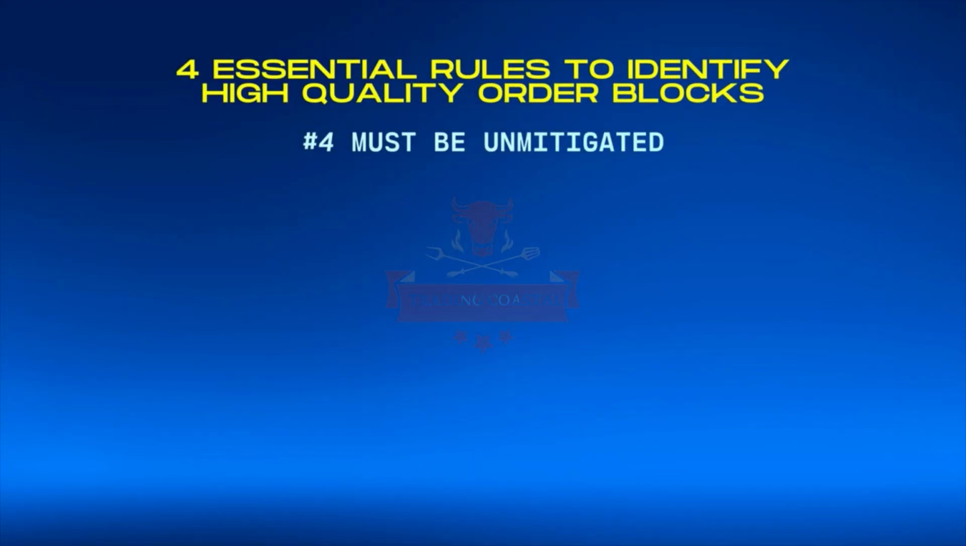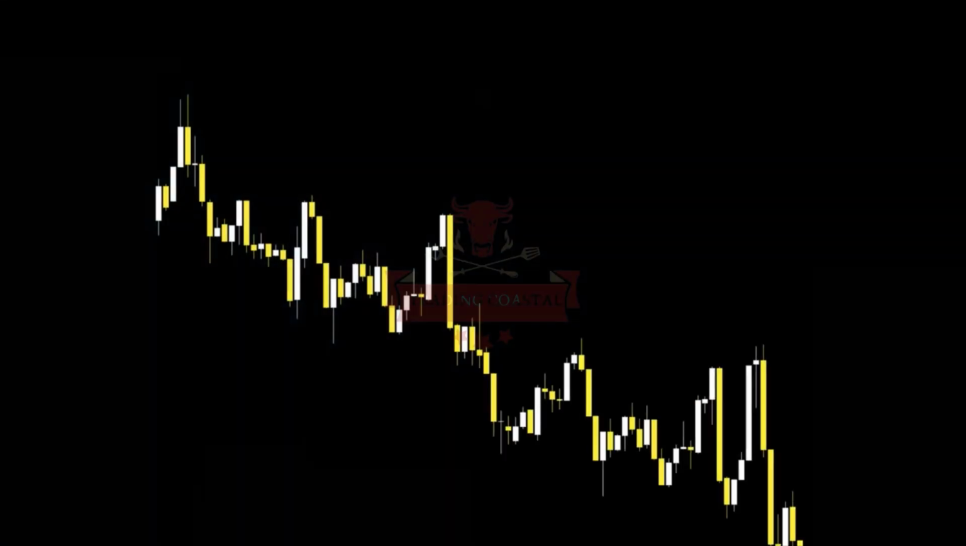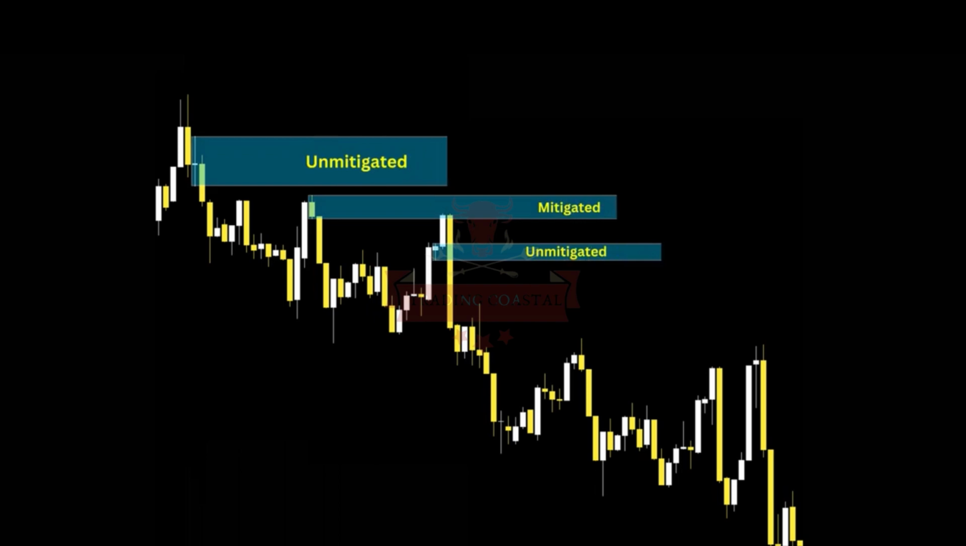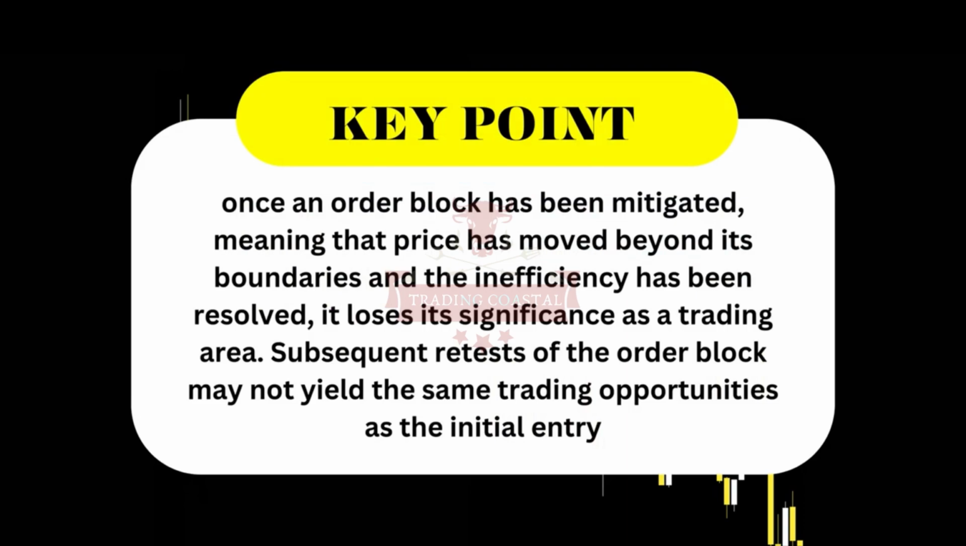Rule number 4. It must be unmitigated. Order blocks are considered as one-time use, meaning we focus on the trading opportunity when price first enters an order block. Once an order block has been mitigated, we do not consider it as an area of interest for future trading. Because once an order block has been mitigated, meaning the price has moved beyond its boundaries and the inefficiency has been resolved, it loses its significance as a trading area. Subsequent retest of the order block may not yield the same trading opportunities as the initial entry.